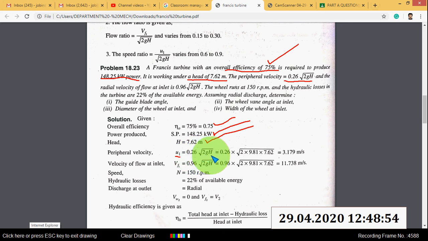So 0.26 into root of 2gh, substitute the value of g and h. g is 9.81, h is 7.62, so you will get 3.179, the value of u1.